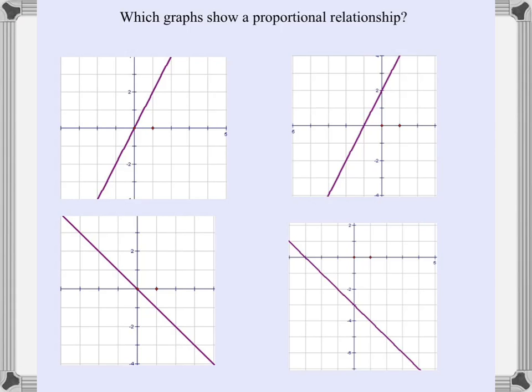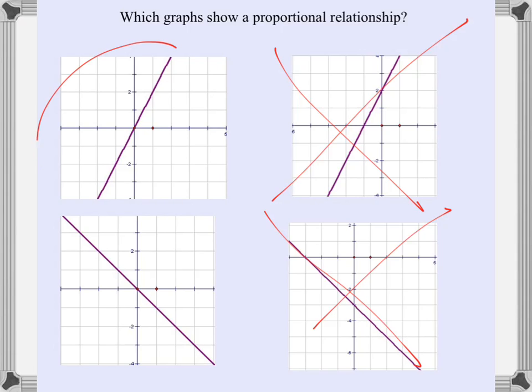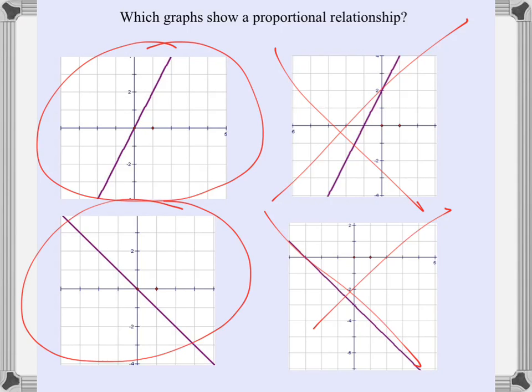All right, so which graphs show a proportional relationship? So it must be a line. Okay, these are all lines, and it must go through the origin. So this one is not a proportional relationship, this one's not a proportional relationship, and this one and this one are.